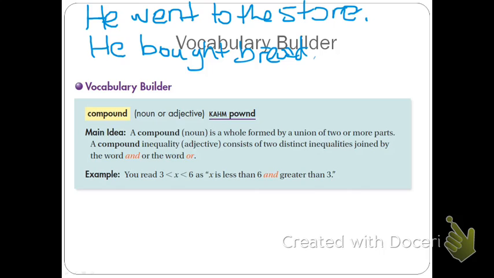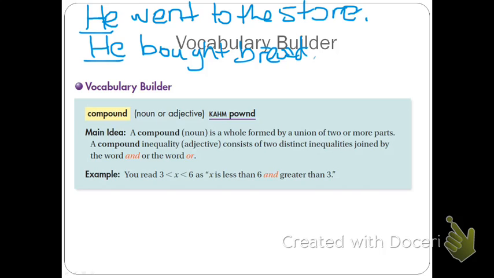Okay, let's say you had two sentences. This is not on your paper, so you just might want to write this in your notes. Again, I'm sorry for the stylus, it's not letting me write easily. He went to the store, he bought bread. In English, if you had two sentences like that that both had the same subject, you could combine the two sentences together by saying, he went to the store and bought bread. Make sense?